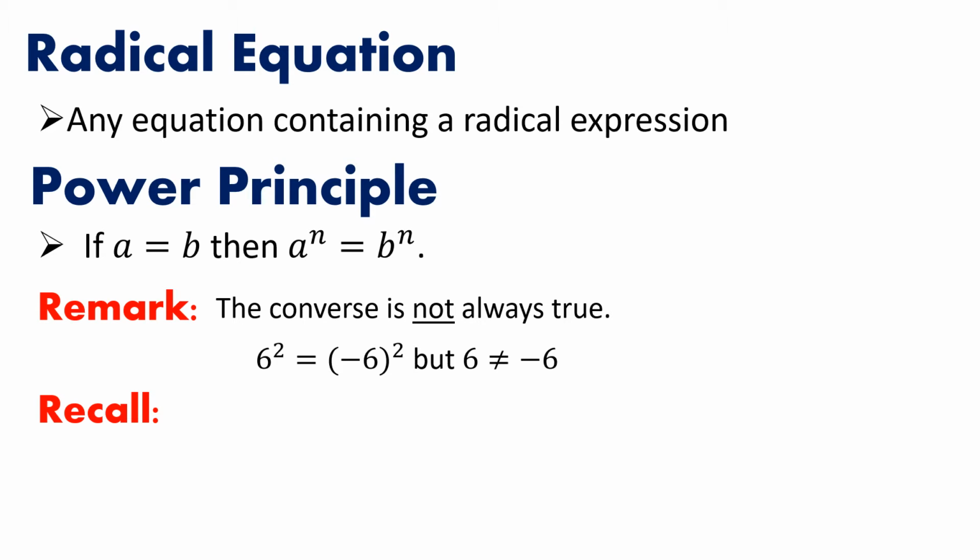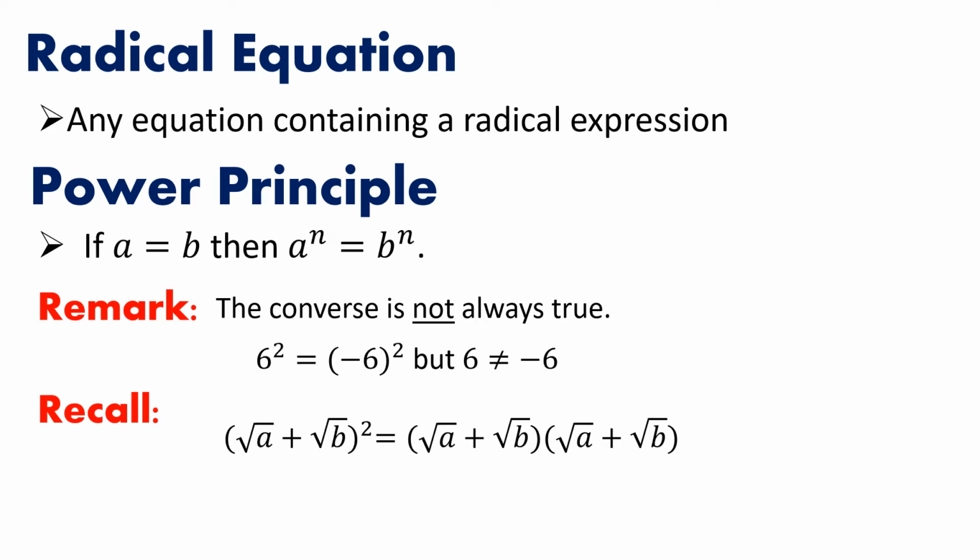Now, recall that the square of the sum of square root of A and square root of B is equal to the product of square root of A plus square root of B and square root of A plus square root of B. Moreover, the square of the sum of square root of A and square root of B is not equal to the square of square root of A plus the square of square root of B. Just like in the previous lesson, when solving radical equations, we always check for extraneous roots. Let us take a look at some examples.